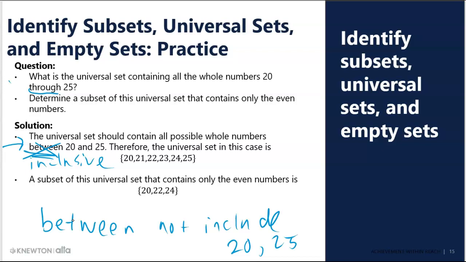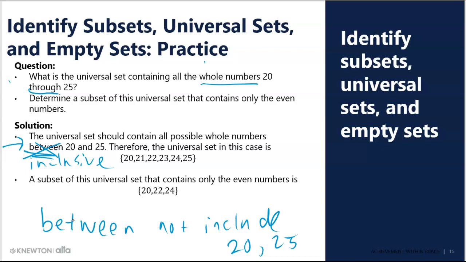So the universal set in this case, the word through is the appropriate word, is 20, 21, 22, containing all the whole numbers. Now, if it had just said the real numbers, you could never write all that. If it said all the rational numbers, you could never write them all. You just can't do it. So it is very important that you know what whole numbers means. That's why I went through those definitions. So 20, 21, 22, 23, 24, 25.